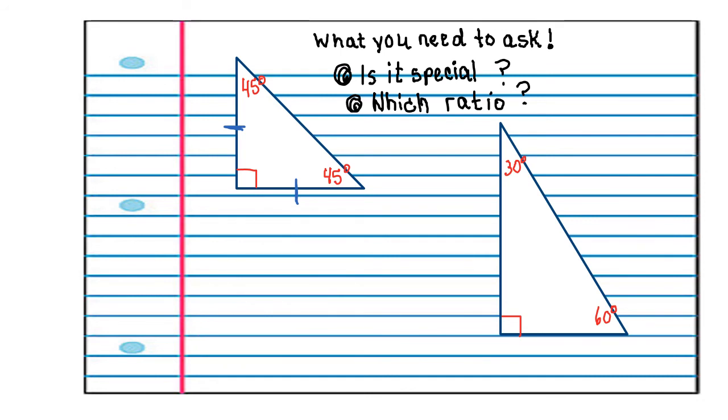30, 60, 90. Very similar. You just start with whatever the small side is. Say, for instance, it's 2. And then we're going to walk to the medium side, which would give us 2 times the square root of 3. Then we're going to go to the hypotenuse, which is going to be twice as much as the small side. So 2 times 2 is 4.